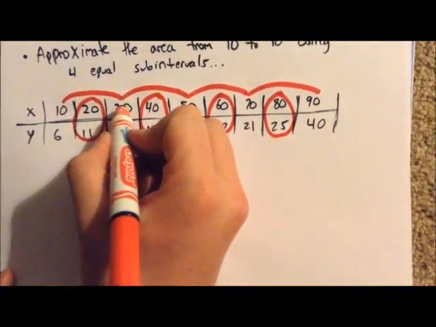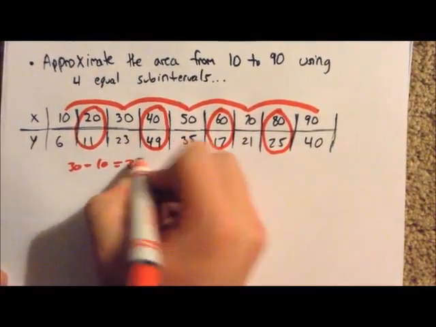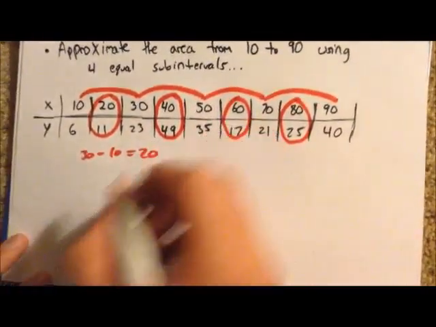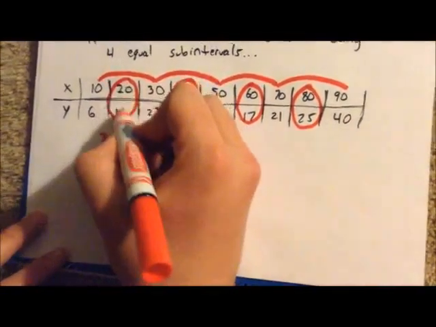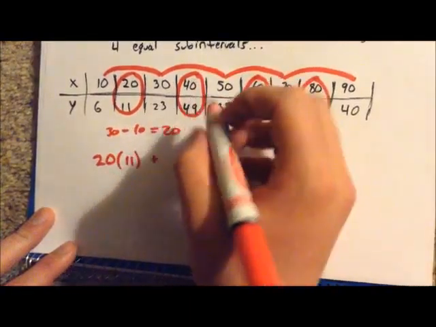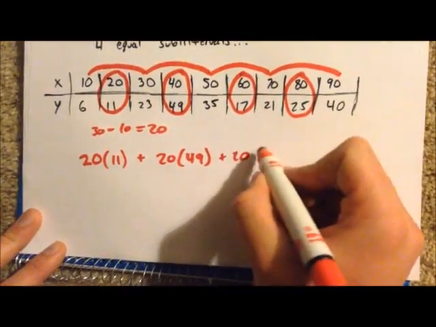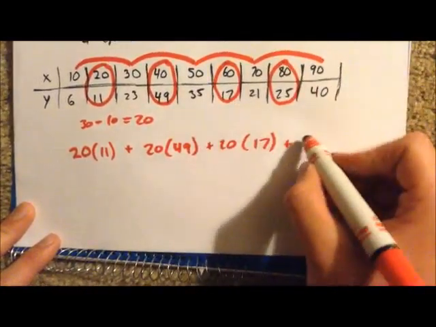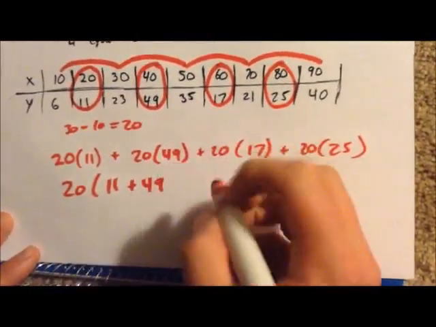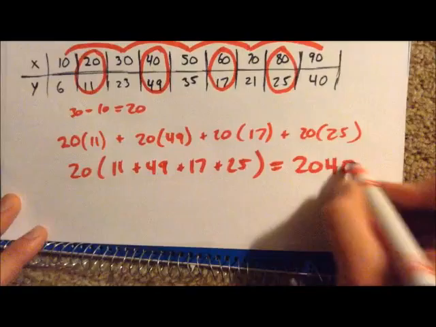And it's important to note that each section where you jump from, 30 minus 10, equals 20, and in this data set, you're lucky because in every scenario, each jump is a distance of 20. Therefore, you can do 20 times your midpoint. Your height will be 11, so you do 20 times 11, plus 50 minus 30 is 20 times 49, plus 70 minus 50 is 20 times 17, and plus 20 times 25. Now, clearly you can take out a 20 to simplify things and make it easier. And when doing this, your answer will come out to be 2040.